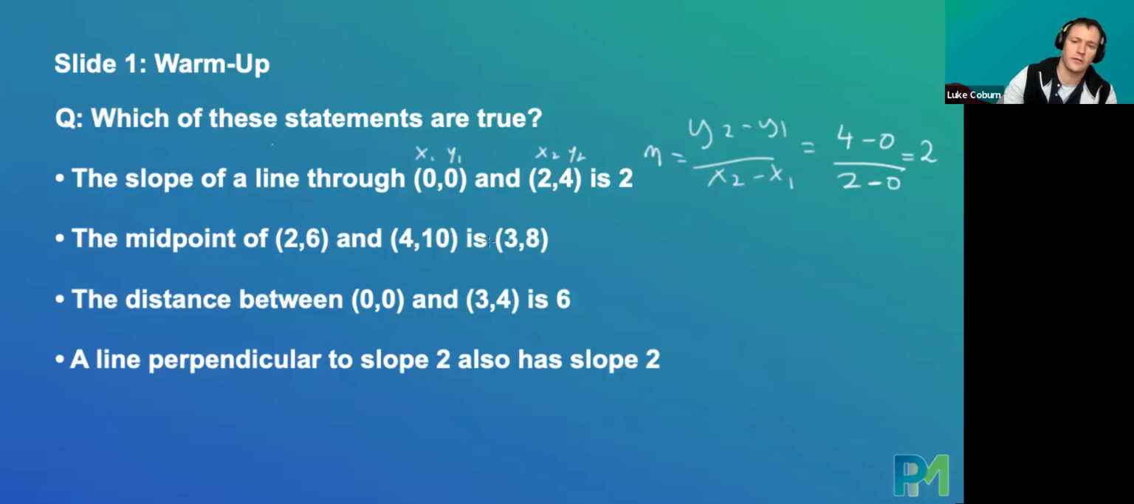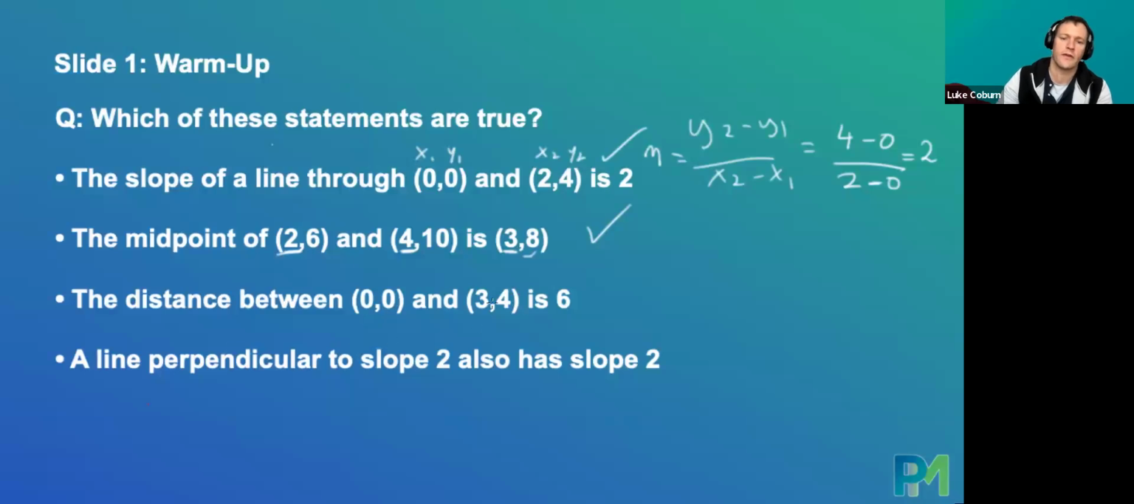The midpoint of 2, 6, and 4, 10 is 3, 8. Does that make sense? To get the midpoint, we basically average the x's. So halfway in between 2 and 4 would be 3. Halfway between 6 and 10 is going to be 8. So that also makes sense. So these two are both correct.